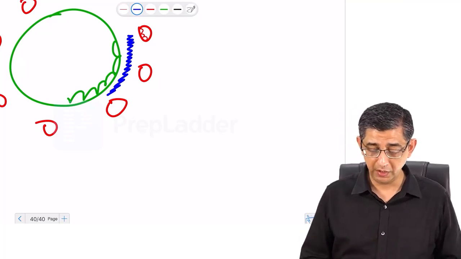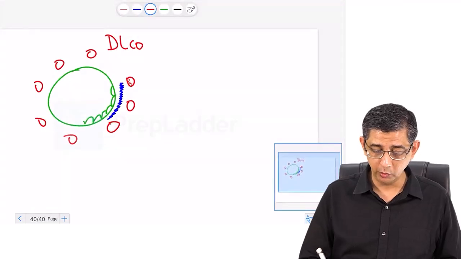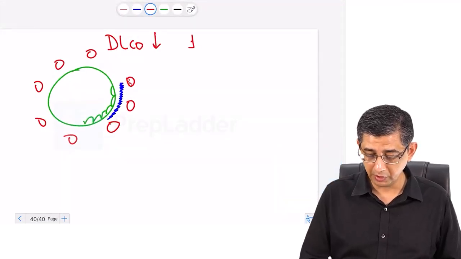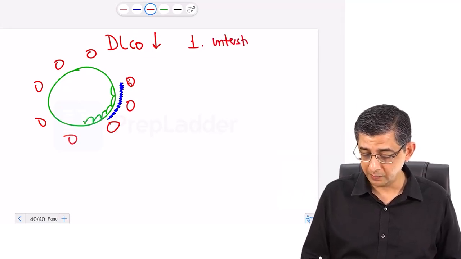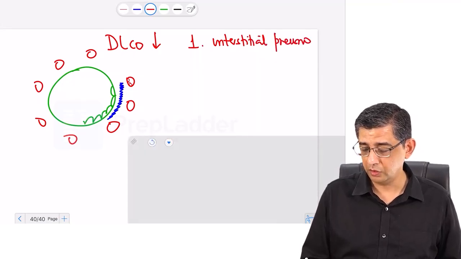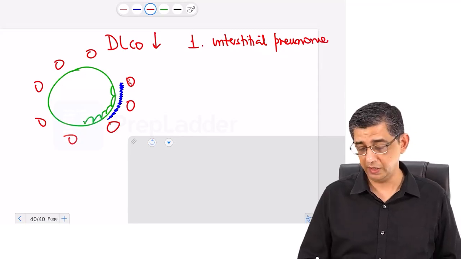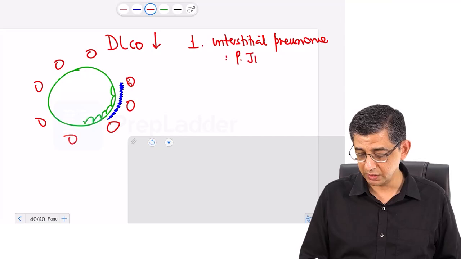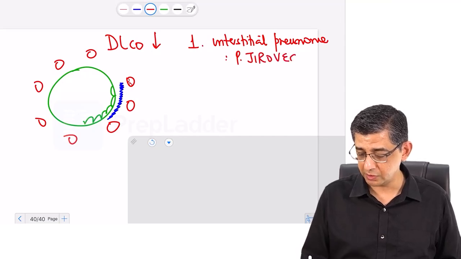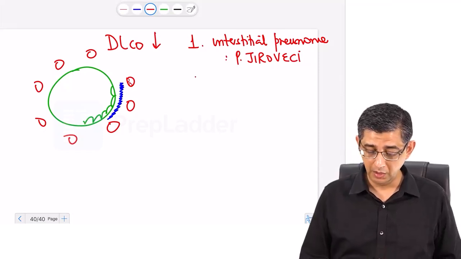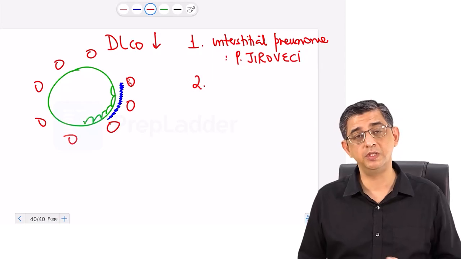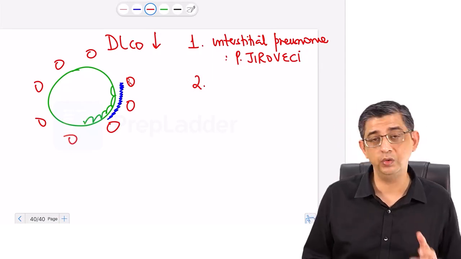So if he says DLCO in a patient will be reduced, then the first input that you need to think in terms of is interstitial pneumonia. The best example of interstitial pneumonia as of now I can give is COVID-19 pneumonia, or for that matter, the traditional way, because older MCQs loved to ask regarding an AIDS positive patient with a low CD4 count of 200 or lesser. It is pneumocystis jirovecii.